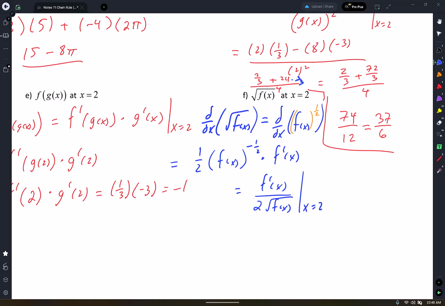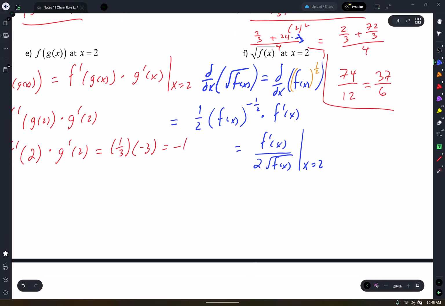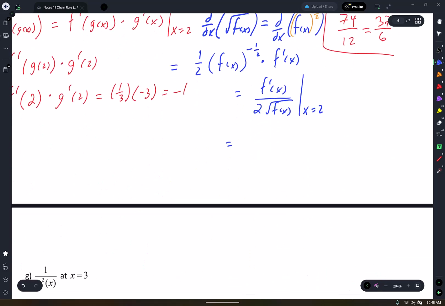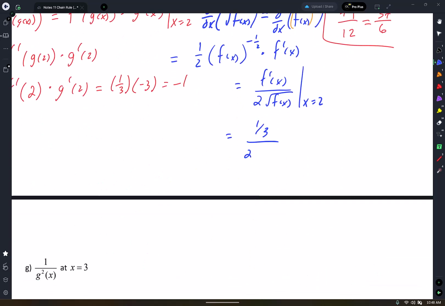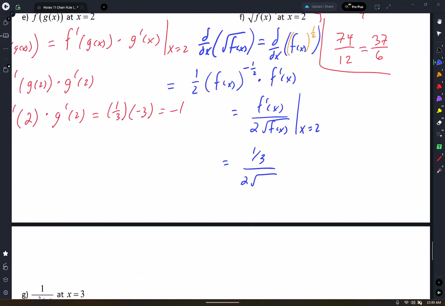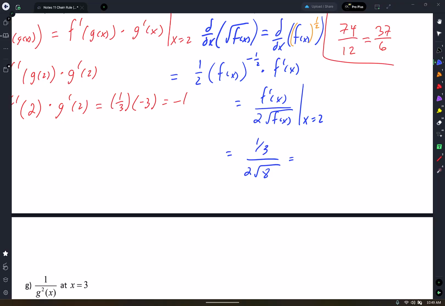Evaluate this at x equals 2. What's f prime of 2? 1/3. 2 square root, what's f of 2? 8. All right, let's see if we can make this better. So I have a 1/3 in the numerator. The square root of 8 is the square root of 4 times 2. The square root of 4 is 2. 2 times 2 is 4. So 4 square root of 2. So 1 over 4 times 3 is 12. So 12 square root of 2.